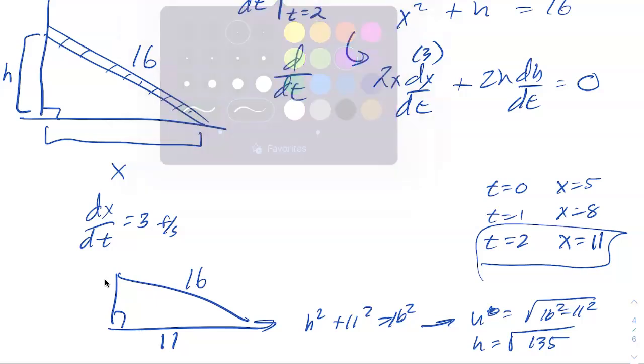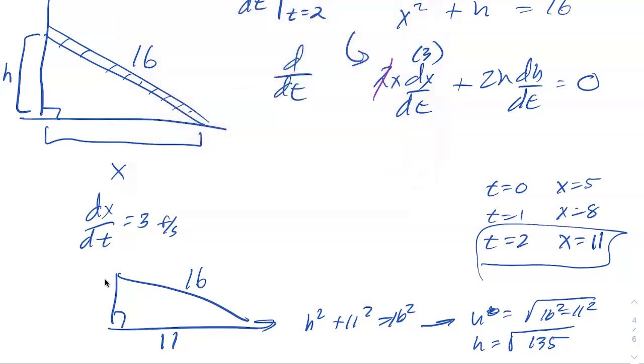So let's go back to here and plug stuff in. x is 11, because remember, it's at 2 seconds. So at 2 seconds, we're actually 11 away. We start 5 away, but then we go 3 every second, so we're actually 11 away. This is 3. We just figured out h at 2 seconds is radical 135. And then dh/dt is what we're looking for, equals 0.